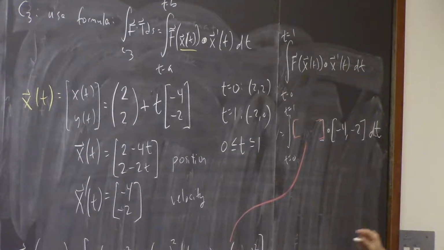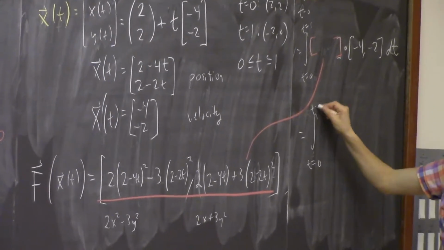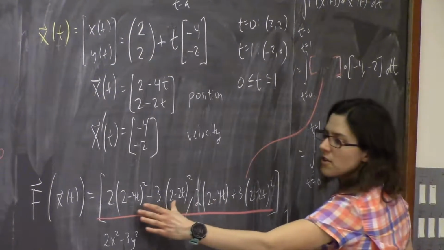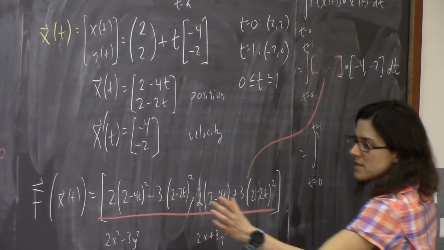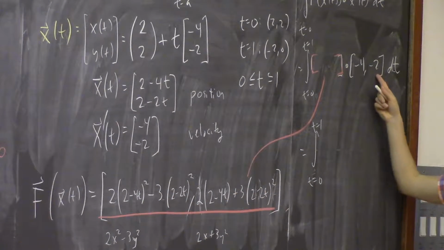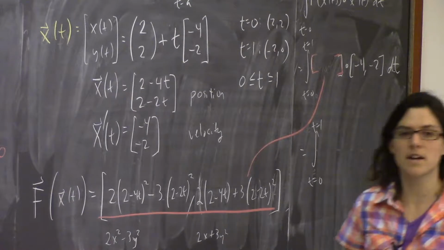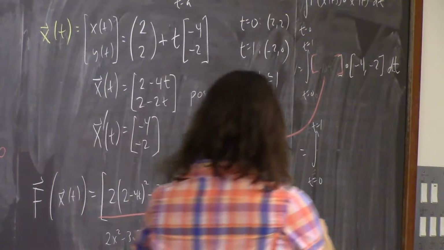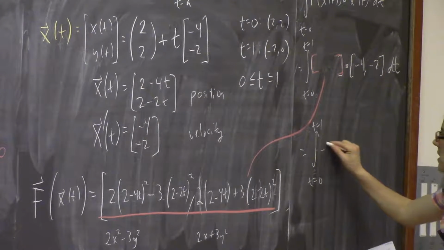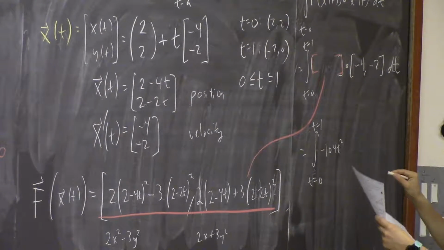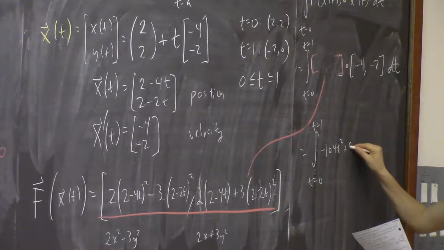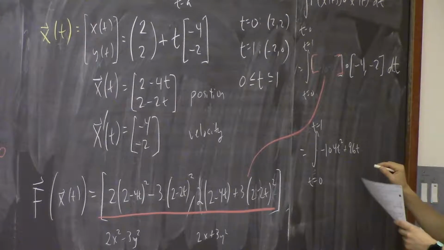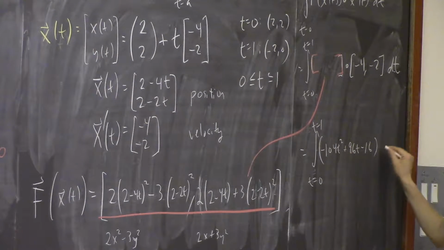I'll omit the calculation there. But that's going from t equals 0 to t equals 1 of this whole thing times -4 plus this whole thing times -2. So it's a bunch of things squared in linear terms and constant terms. And when you multiply it all out and simplify, you get -104t squared plus 96t minus 16 dt.